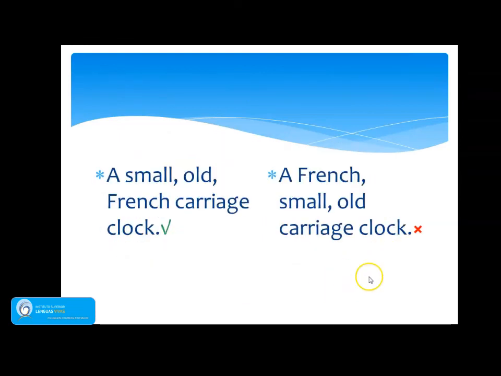Let's have a look at these two examples here. Why one is right and the other one is incorrect. A small old French carriage clock. That is correct. Whereas French small old carriage clock is incorrect because, first of all, French is in a position where it should not be.